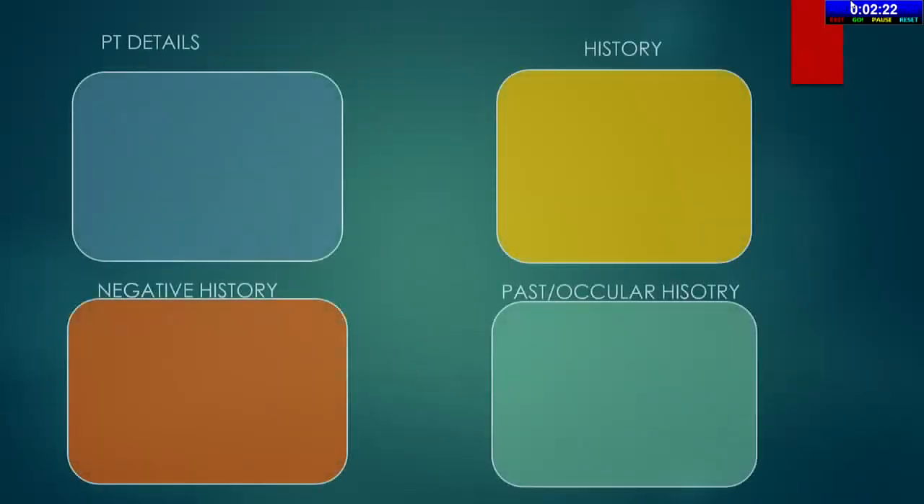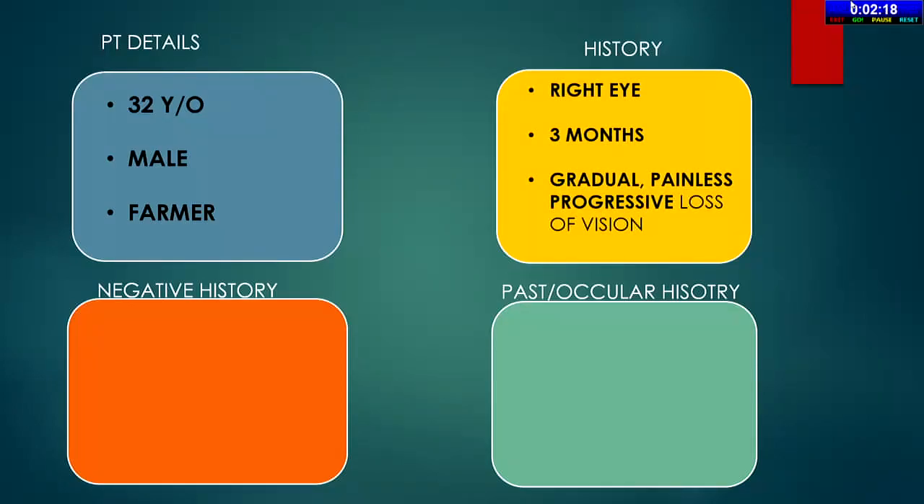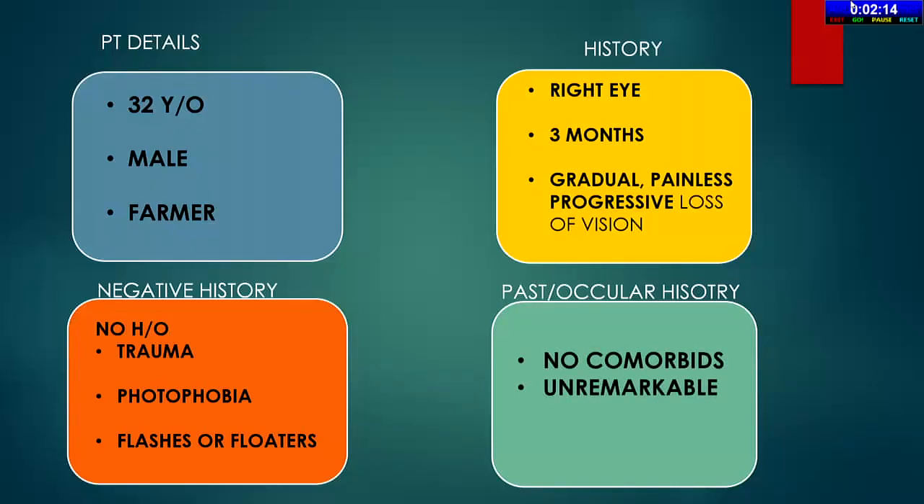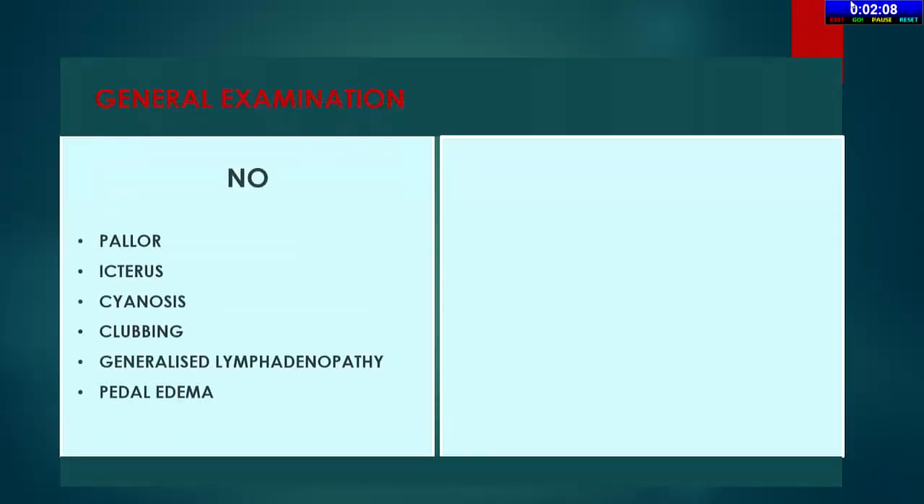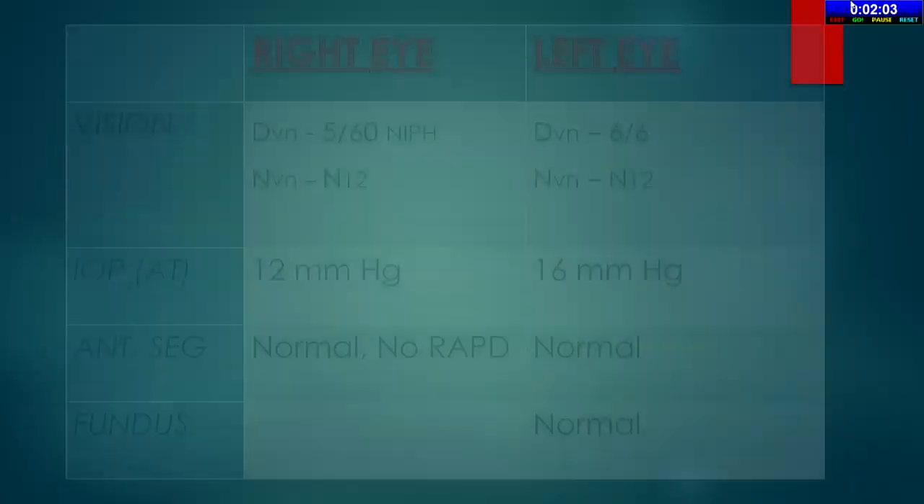My patient was a 30-year-old gentleman, a farmer by occupation, who presented with right eye defective vision for the past 3 months. There was no significant history, and his past ocular and past history were unremarkable. His general and systemic examination was also unremarkable, as expected in a 30-year-old male.